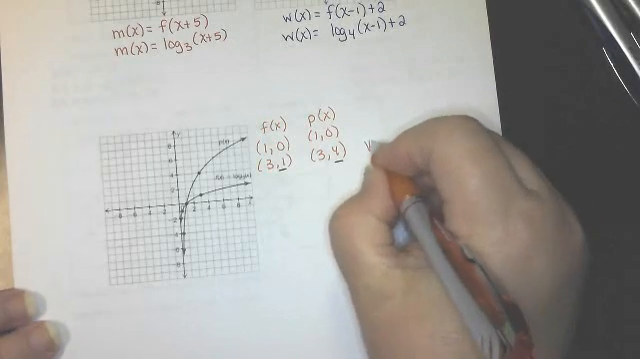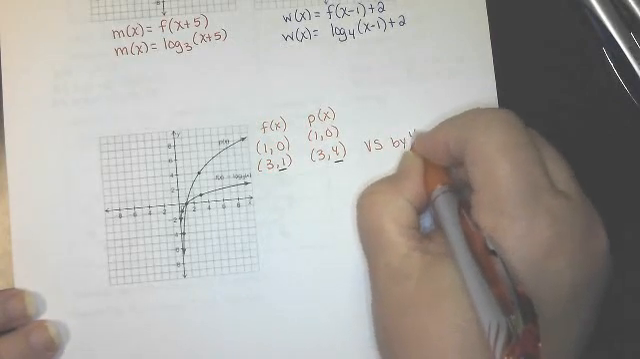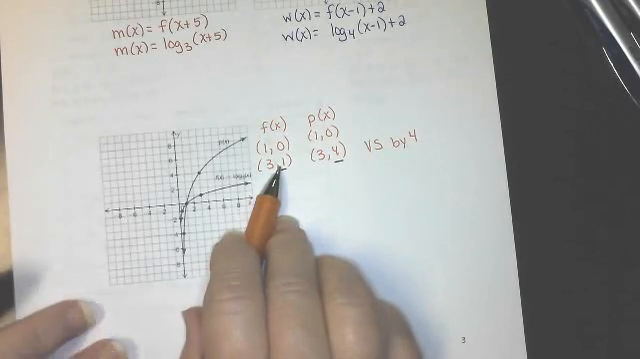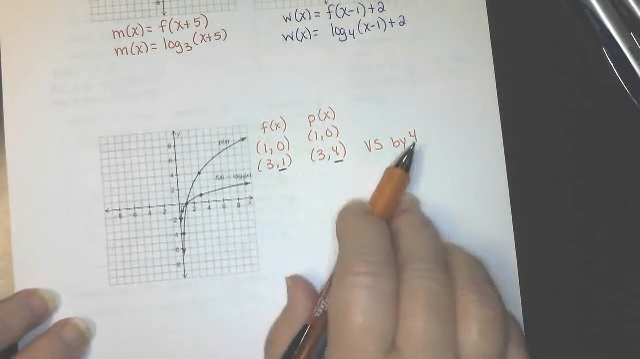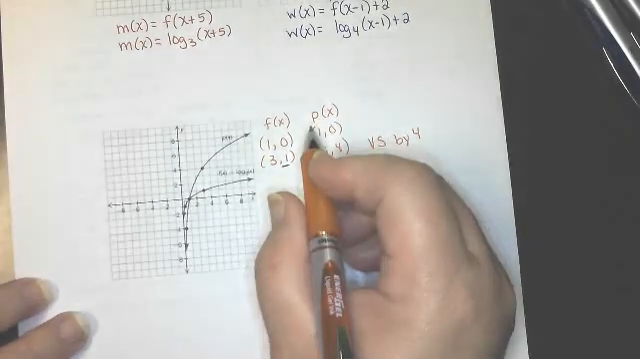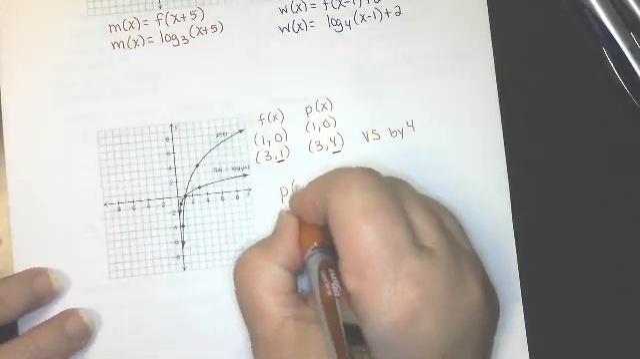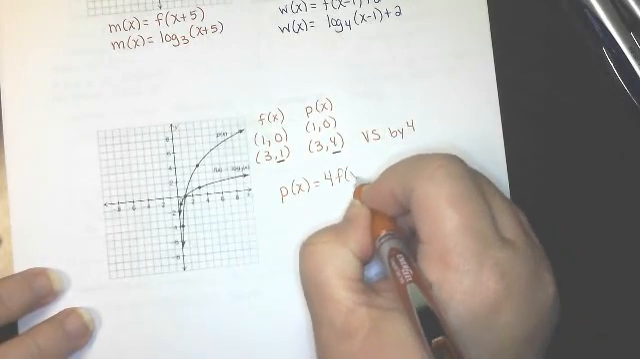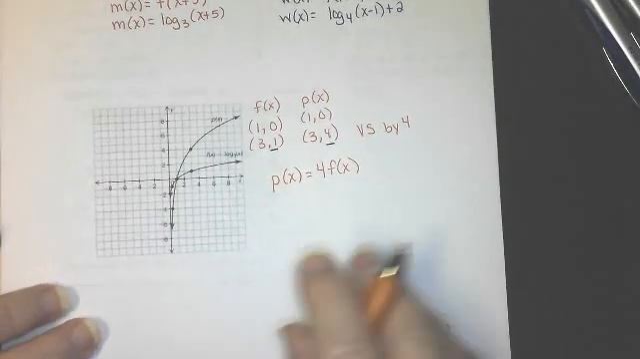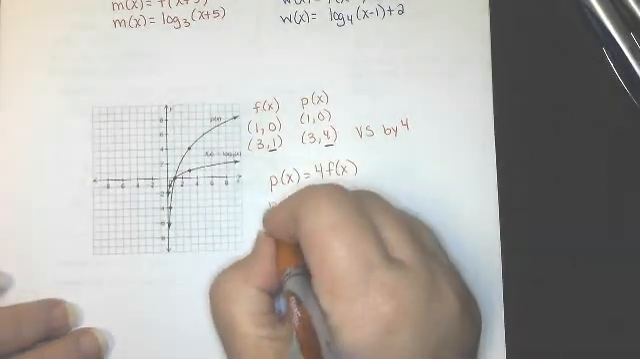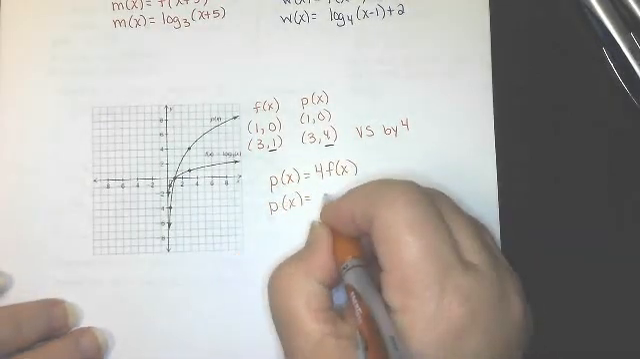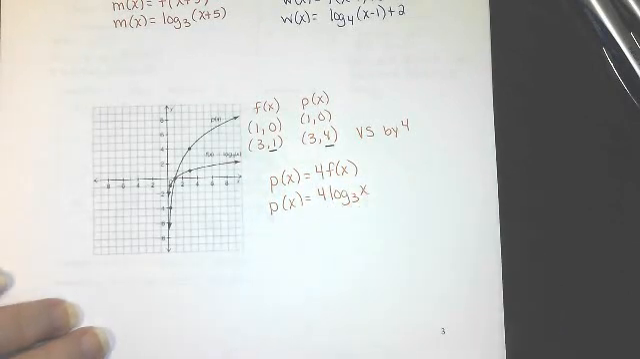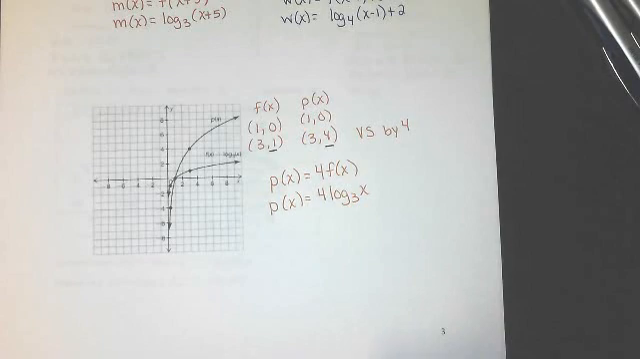That's going to lead me to say it's a vertical stretch by a scale factor of 4, because I took this y-coordinate and multiplied it by 4. So that's how I compare to get something like that. So p of x in terms of f of x, it's a vertical stretch by 4, so it's 4 f of x. In terms of x, p of x is going to equal 4 log base 3 of x, because there were no other transformations happening there.